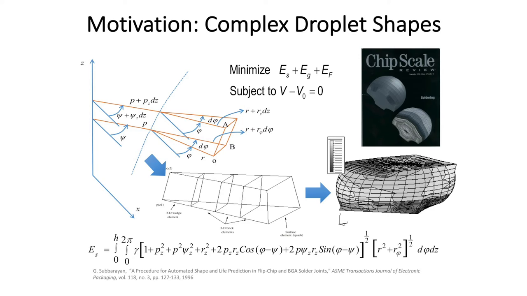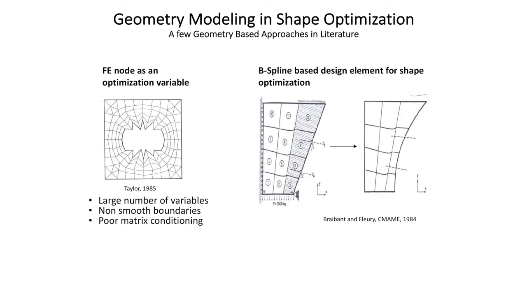Now, there are about hundreds of nodes here that I'm optimizing. It seemed like a very wasteful optimization problem. Why do I have to optimize hundreds of unknowns for a shape that I know is smooth? Why can't I exploit the smoothness and reduce the number of optimization unknowns? I knew from the optimal design literature that if you use nodal positions as unknowns, you could end up with non-smooth boundaries and poor matrix conditioning. And there was some work in 1984 which had used what they called design elements, where they used B-spline patches which would be optimized, and then the B-spline patches would in turn be meshed automatically at each iteration.